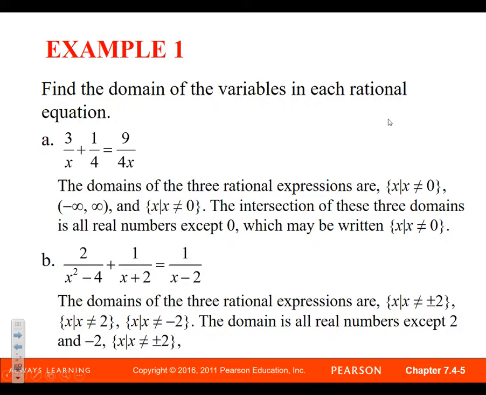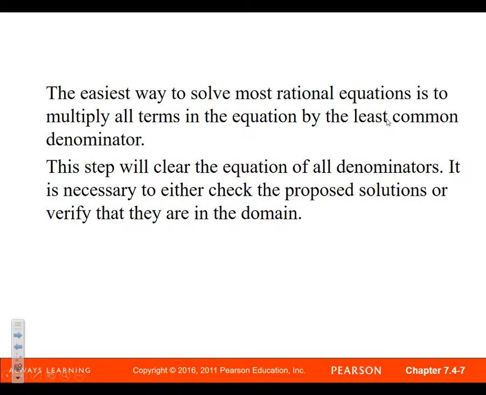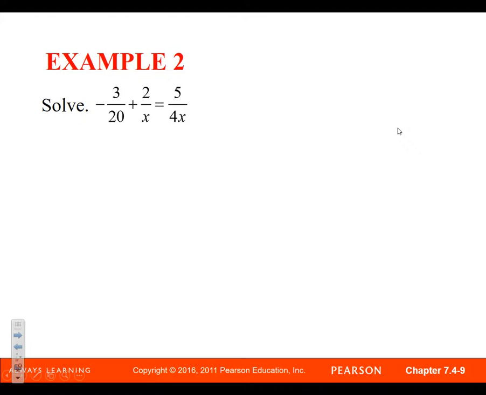Okay, questions there? All right, solve rational equations. So, the easiest way to solve most rational equations is to multiply all terms of the equation by the least common denominator. Let me go ahead and just show you what I'm talking about. So here we have this rational equation, and we're trying to solve it for x, right? Taking a look at that, what's the common denominator?